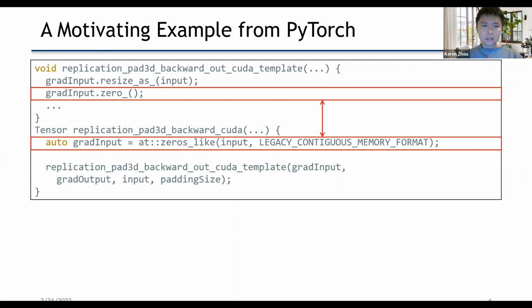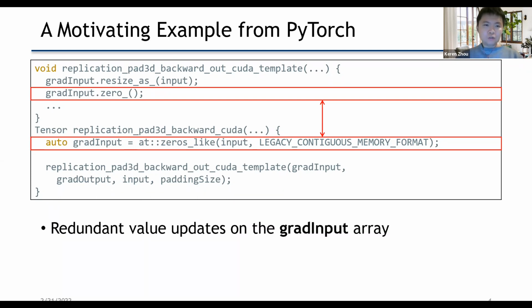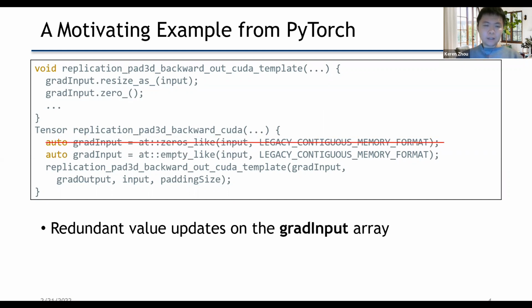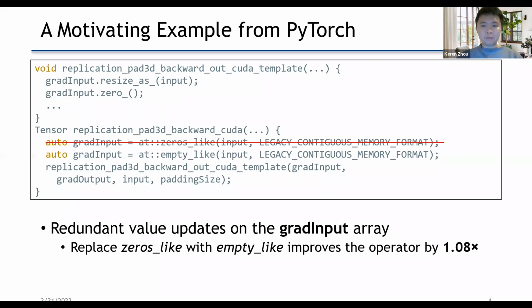Since there's actually no operation on the grad_input array in between, we see these two updates with zeros are redundant value updates on the grad_input array. By eliminating the zeros_like function invocation and replacing it with an empty_like function invocation, we can remove the filling operations with zeros. So this single optimization improves the operator by 1.08x on our NVIDIA A100 GPU, and this optimization has been upstreamed to the PyTorch repository.